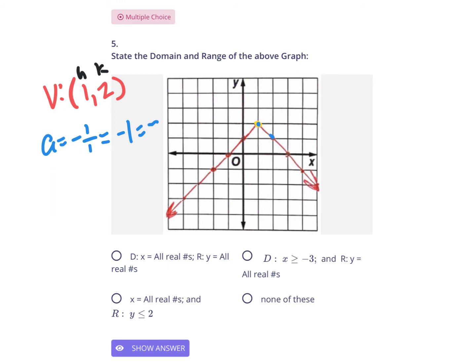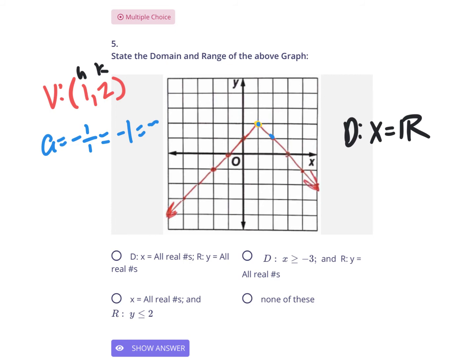Anyway, the domain, does it go to the left and to the right forever? Yes, even though it goes down and to the left forever. This one goes down to the right forever. So the domain is x equals all real numbers, and that's always going to be true. The domain of any absolute value function or parabola, they both go to the left and right forever. All domains of absolute value functions and parabolas will be all real numbers. X equals all real numbers.